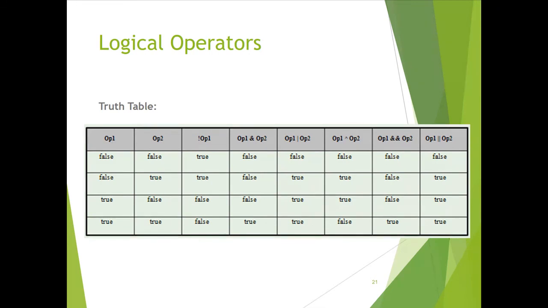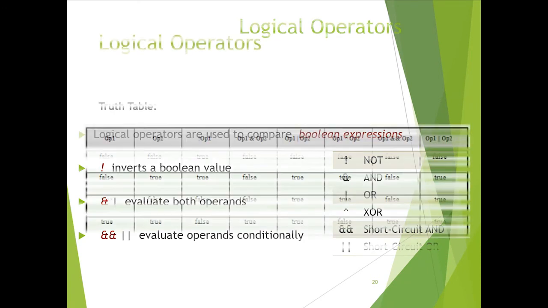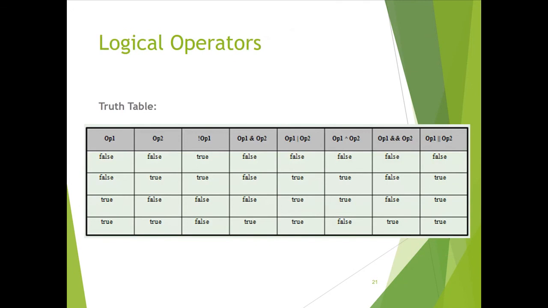It's still truth table, nagbago lang is yung mga symbols nila. Okay? So, para maklaro sa symbols, these are the symbols. Exclamation is not, and is and, or is yung line lang, XOR is yung pataas, and is short circuit and, and line, short circuit or. Okay? So, again, pinapalitan lang nila yung value.